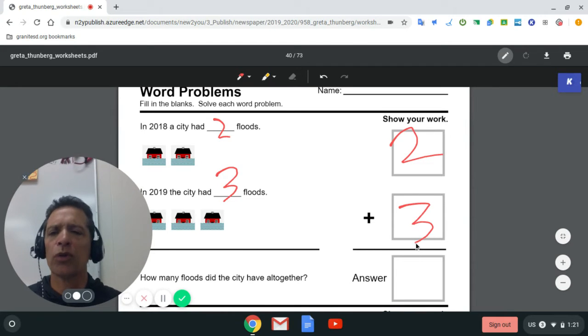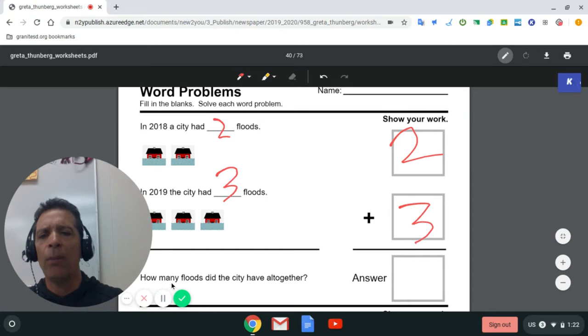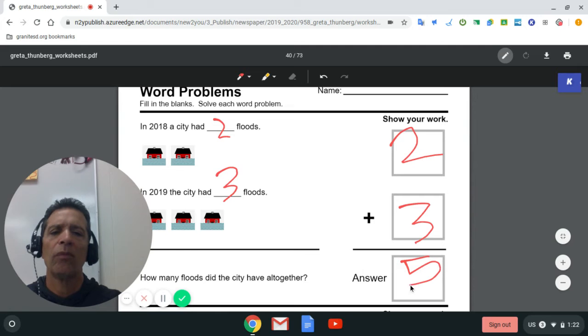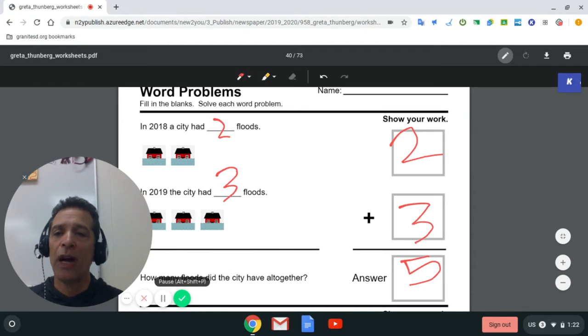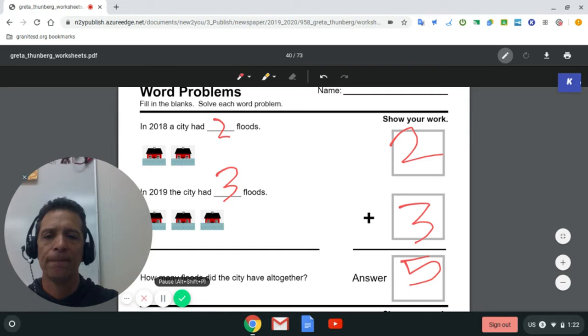Remember, when you do a story problem, you have to answer the question. What is the question, Lamar? How many floods did the city have altogether, both in 2018 and 2019? 2 plus 3 is what, Deanna? 5. The answer is 5. Go ahead, do the next one. The next one is subtraction, which means you take away.